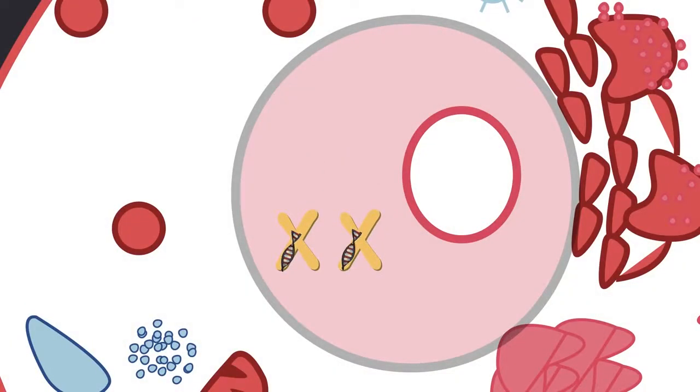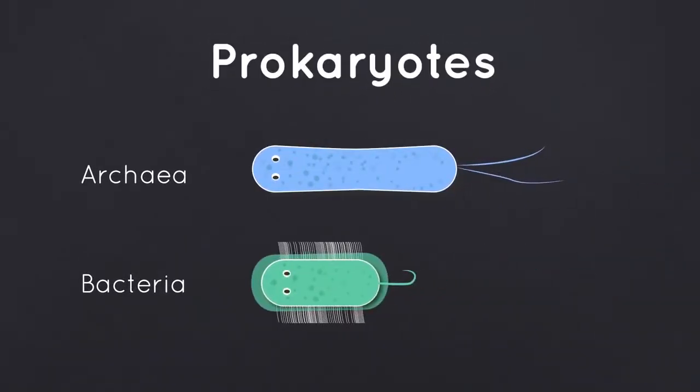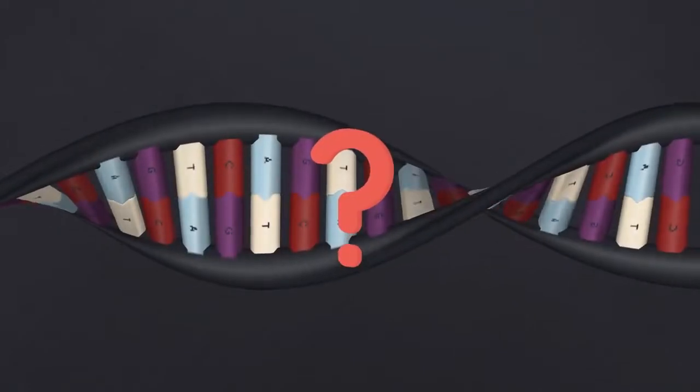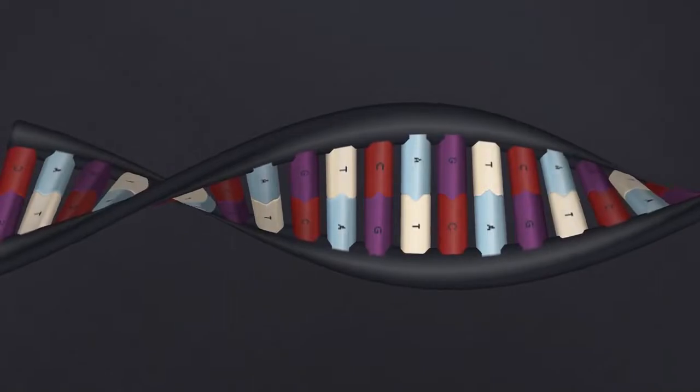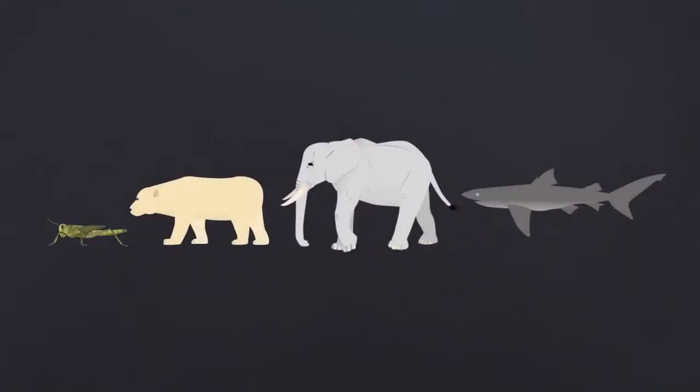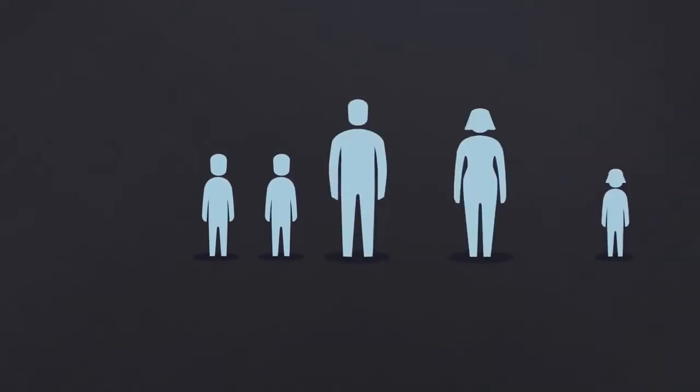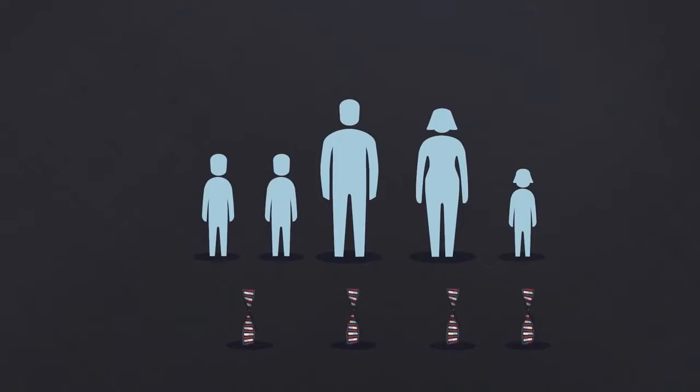DNA is found within these chromosomes. Archaea and bacteria are prokaryotes, and because they don't have nuclei, their DNA is located in their cytoplasm. So, what is DNA? It is a large complex molecule that carries genetic information that determines the characteristics of living things. And other than identical twins, we all have our own unique DNA.